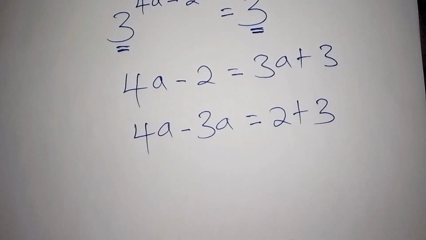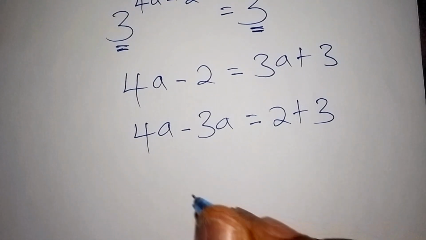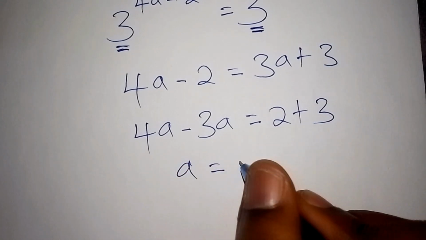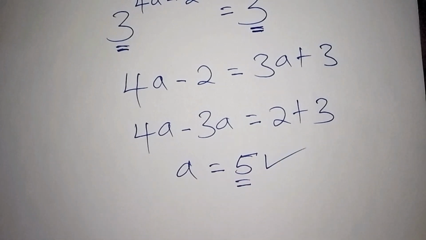So 4a minus 3a, that is 1a. We are not supposed to write 1a, let's just write a. So a is equal to 2 plus 3, that is 5. Meaning that the value for a is 5.